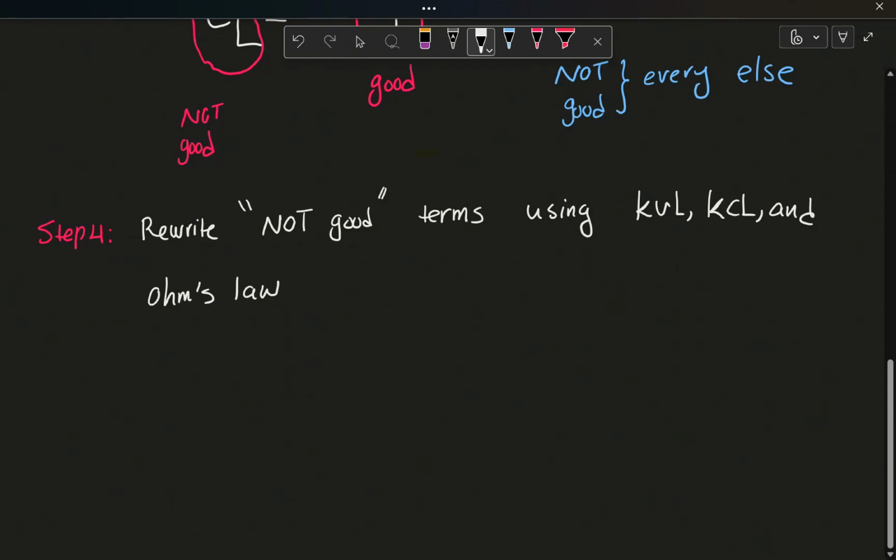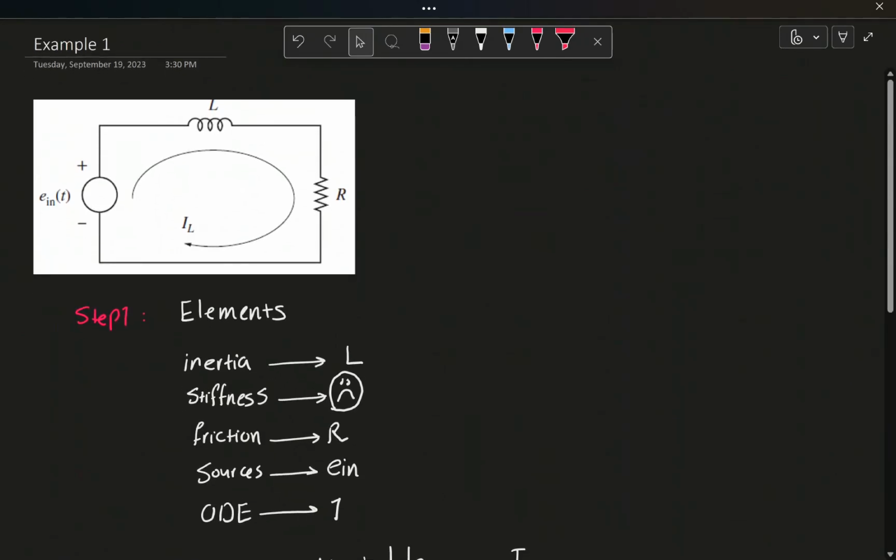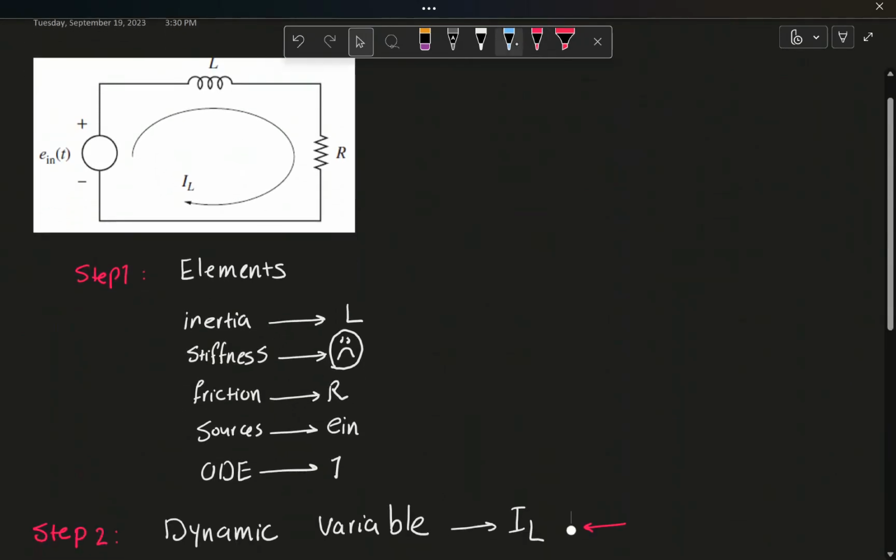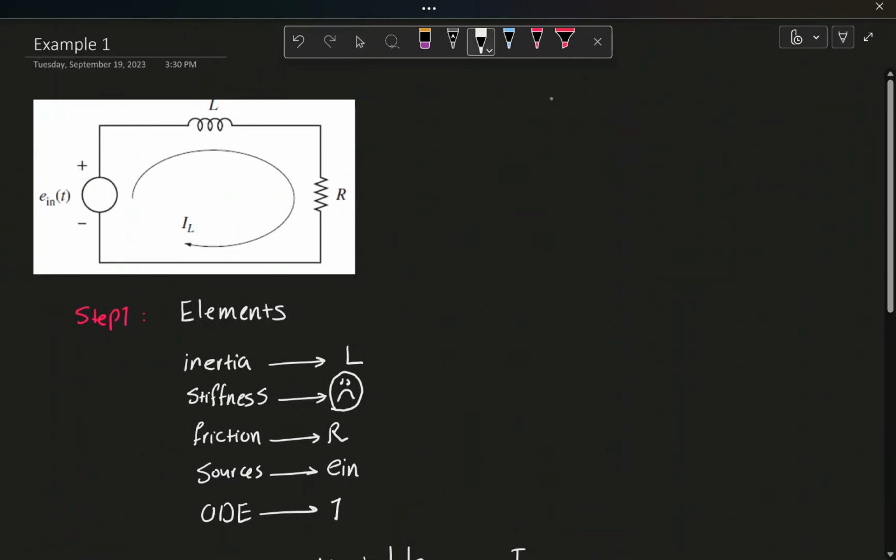So here's the question. Where do I start with KVLs and KCLs and Ohm's law? Okay, let's go and see what do we have in the system. From the tools that we have, KVL, KCL, and Ohm's law, which ones can we use for this system? Well, you notice that I have clearly a closed loop here. So I can write a KVL, and I do not have any node or a junction. So KCL is already out of the window.